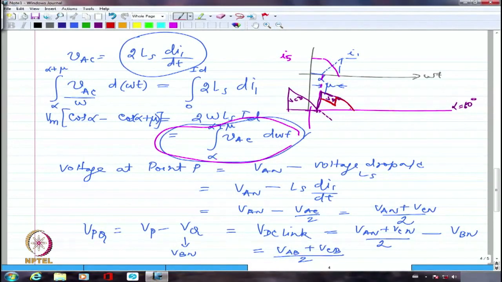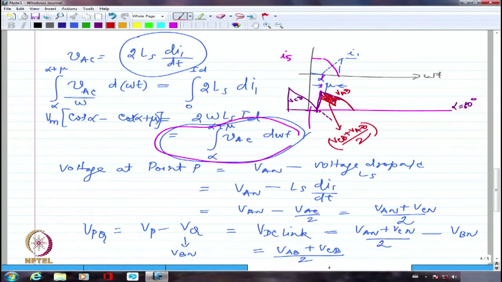So, this is VAB. This is VCB plus VAB by 2. So, for some time it is going to dwell on the average between VCB and VAB by 2, and then it is going to jump up to VAB. So, this is the portion which is lost because of the commutation overlap. So, the DC link voltage is going to come down because some amount of voltage is dropped in the inductance.